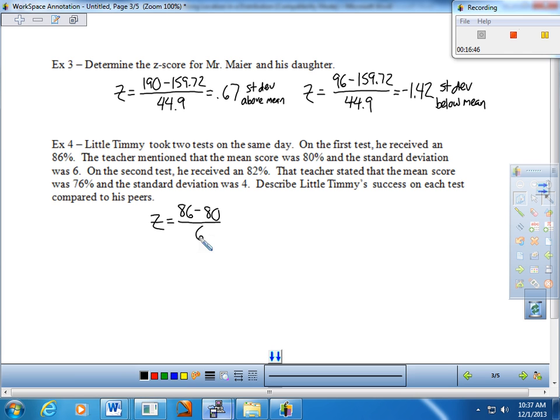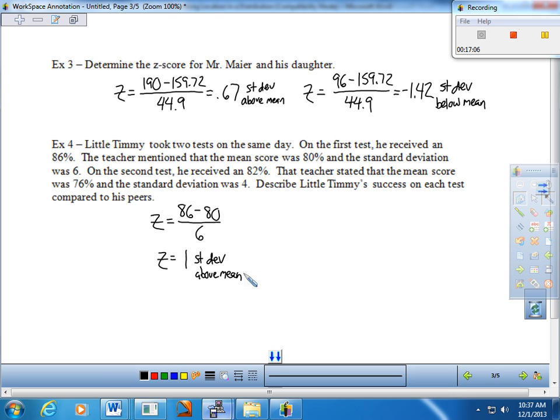So the z-score, really not too bad. 86 minus 80 is 6. 6 divided by 6. So this one, z-score exactly 1. So 1 standard deviation above the mean. That was his standardized score. 1 standard deviation above that mean.